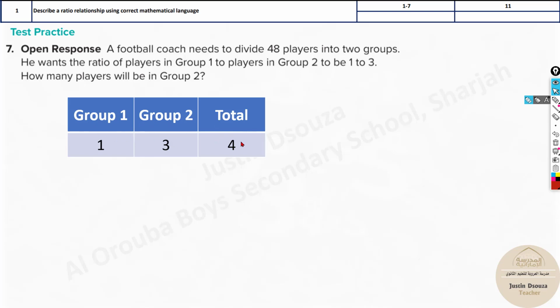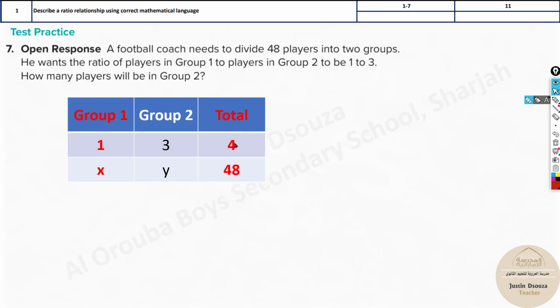The total is 4. But here he has how many players in total? 48 players. So the total really, how many are there? 48. But we don't know how much are there in group 1 and we don't know how much are there in group 2. But we know the total, right? It's 4 by 48.